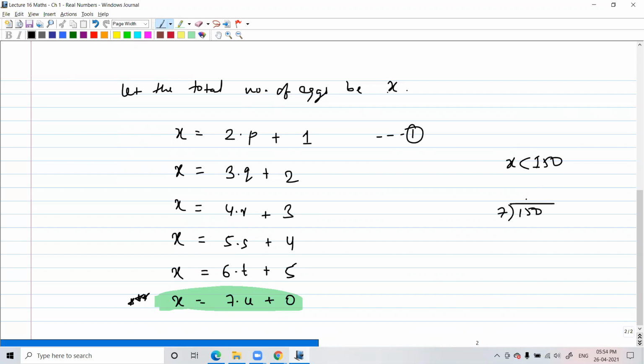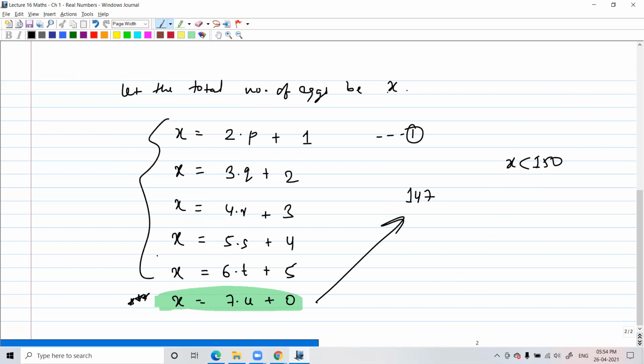So to find that, 7 2s are 14, 7 1s are 7. So there's a 3 remainder. So what we can do, if we subtract 3 from this one, 150 minus 3, 147. This is the number which is divisible by 7. So 147 is the first number like that. So 147. Let's write some more numbers because this condition is satisfied over here that it is divisible by 7.